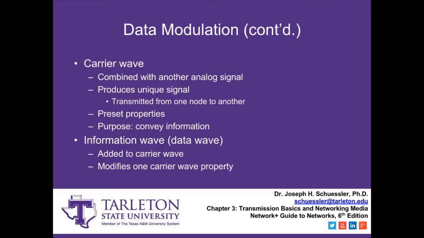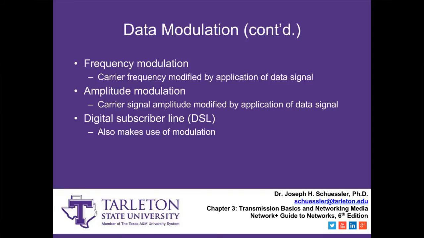So what we do is we end up adding on top of the carrier wave an information wave. We manipulate the carrier wave a little bit. We add an information wave to it, which modifies that carrier wave. On the receiving end, it looks at the difference of what it's expecting for the carrier wave and is able to determine what the information trying to be conveyed is. So that's how transmitting data via analog signals works.